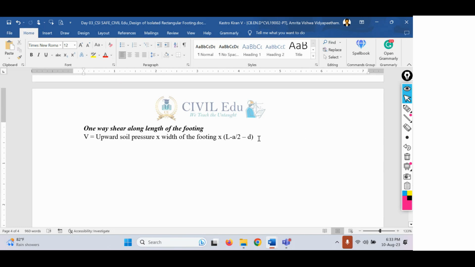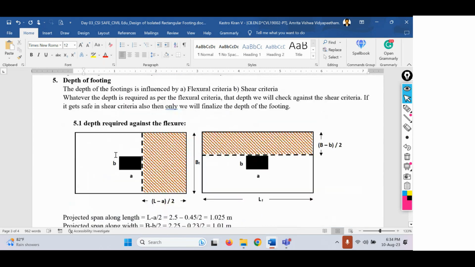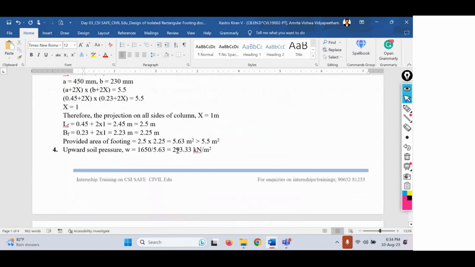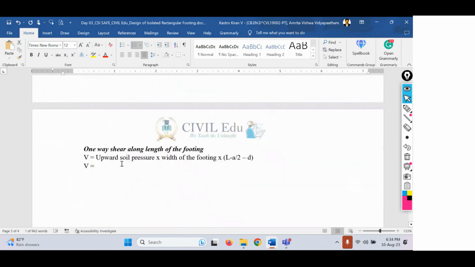Now let us find the shear force value. So capital V equals the upward soil pressure, which is something around 290. Let me just check that. Yeah, it is 293.33. So the upward soil pressure is 293.33 into the width of the footing, 2.25 meters, into the length of the footing. What is the length of the footing? The length of the footing is 2.5 meters.